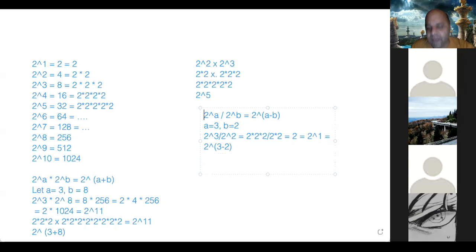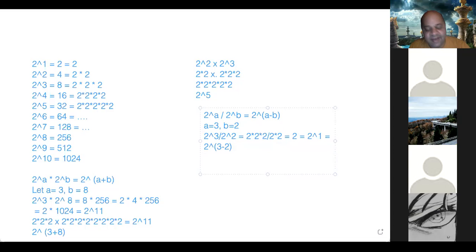We said 2 raised to a divided by 2 raised to b, and we just took some example values. A is equal to 3, b is equal to 2. Does this look okay or does this look doubtful? Come on. Yes or no? No, sir. No? So let us start.